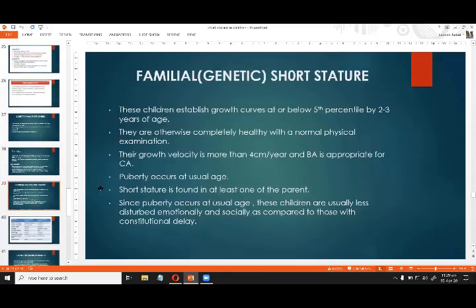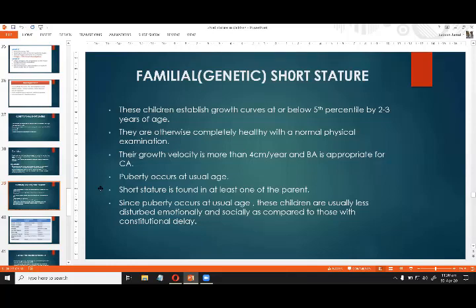Now coming to the familial or genetic short stature, these children establish growth curves at or below the fifth centile by 2 to 3 years of age. They are otherwise completely healthy with a normal physical examination. The growth velocity is more than 4 centimeters per year and bone age is appropriate for chronological age. In case of constitutional delay, the bone age was less than the chronological age, but in case of familial short stature, it is approximately equal to the chronological age. Puberty occurs at usual age.